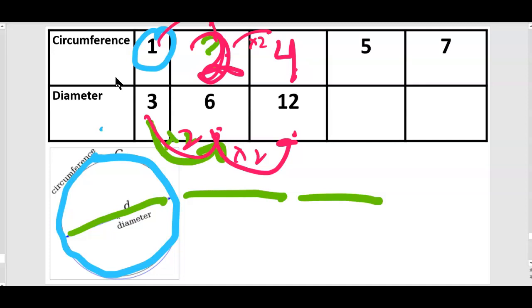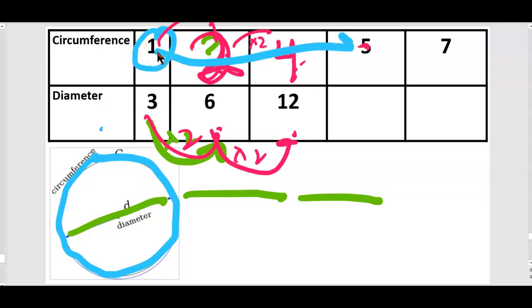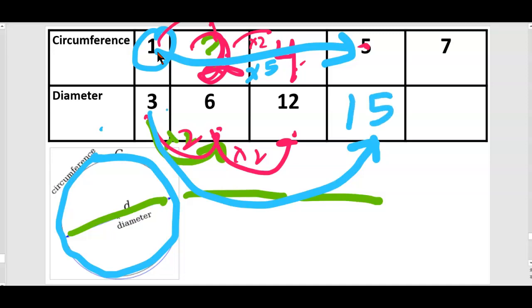But how do we go? We can't go from 4 to 5. We can't go from 2 to 5. We have to use the 1 here. So how do you go from 1 to 5? Times 5. So we must times 3 by 5. So 3 times 5 is 15. Yeah, let's clean this up a little bit.